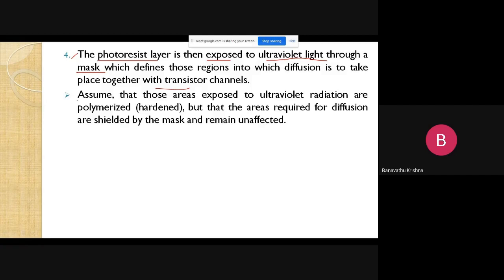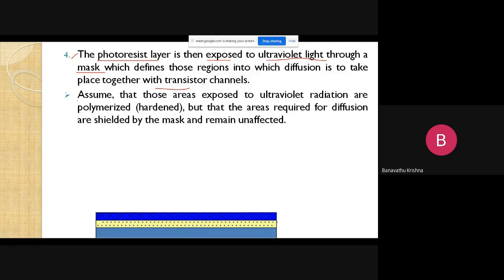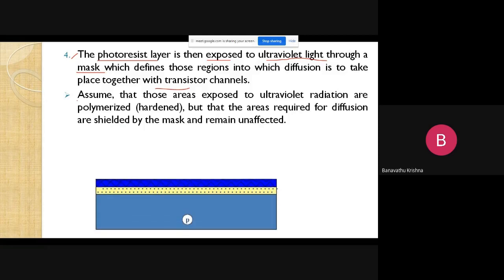Okay, so this is the last step structure here. Now we need to maintain the shielded mask here. So this is the shielded mask. Where we need to form the source and drain region, in this area from this point to this point, we need to maintain it. For that purpose, it will be shielded.